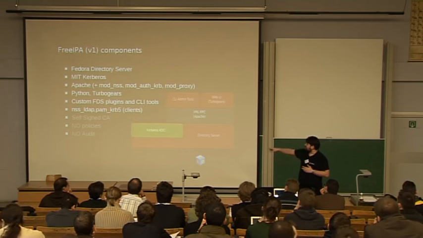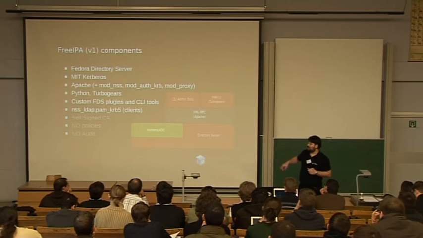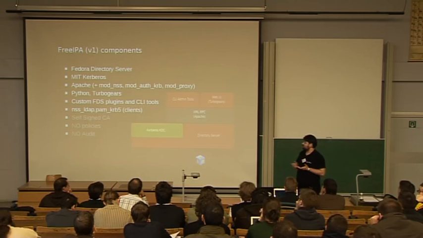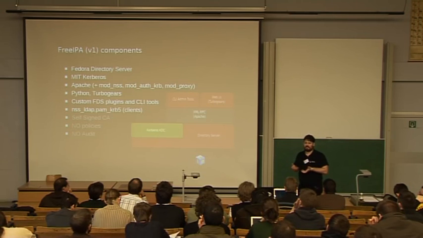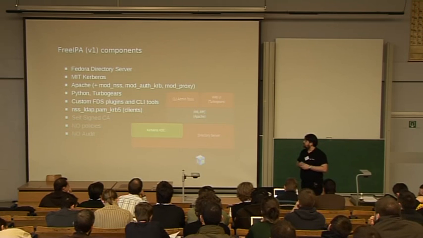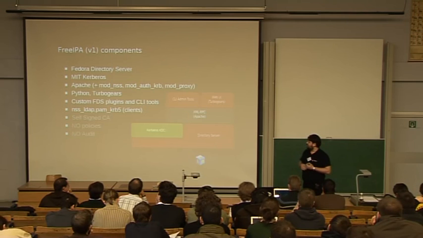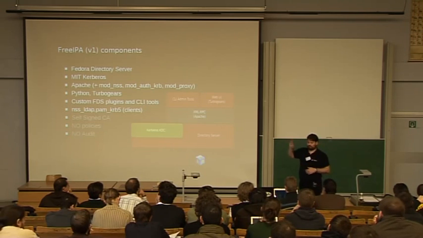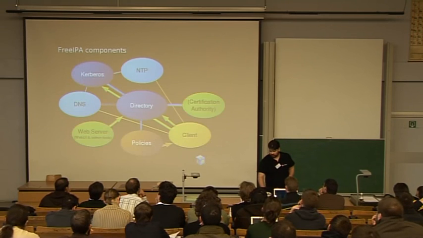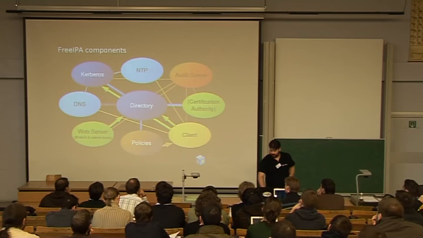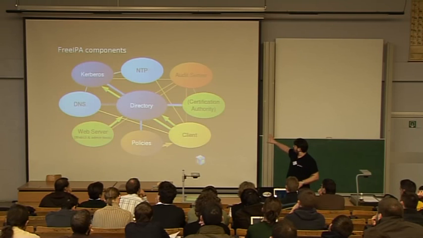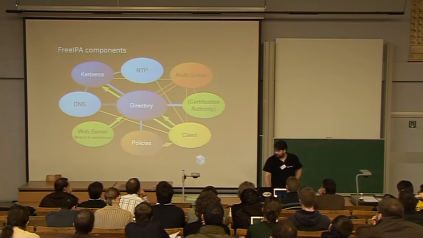What we don't have, and that's in gray, is a proper CA in V1. What we do in the default installation is to create a self-signed CA and expose the certificate through the web server. It's not ideal. We don't have policies in V1, and we don't have the audit piece. So all the things you saw in the last slide. Basically, the red pieces and the green one are absent. I mean, the green is self-signed, so it's not really there.